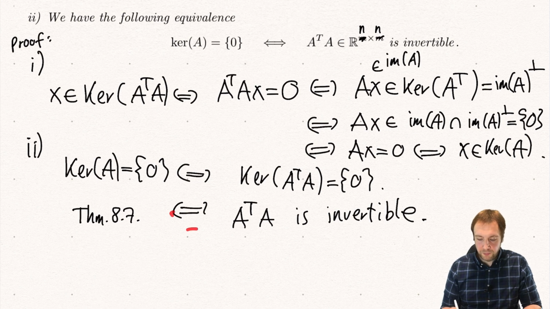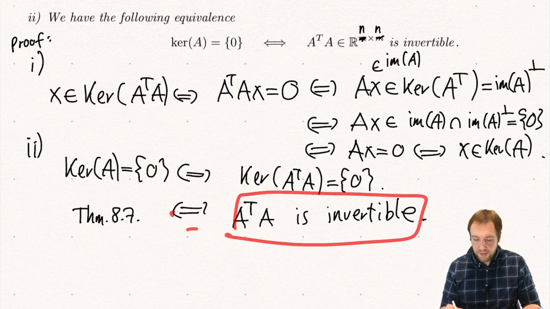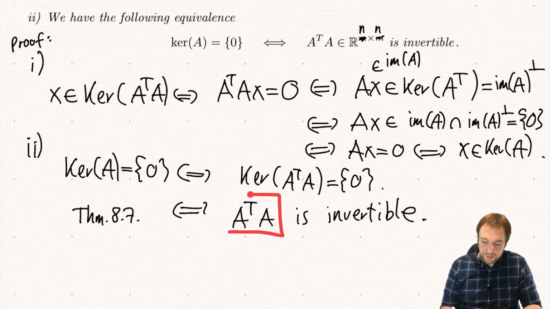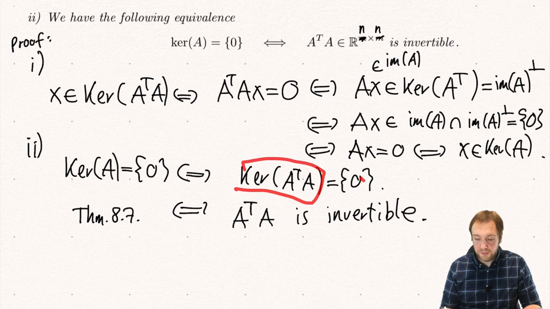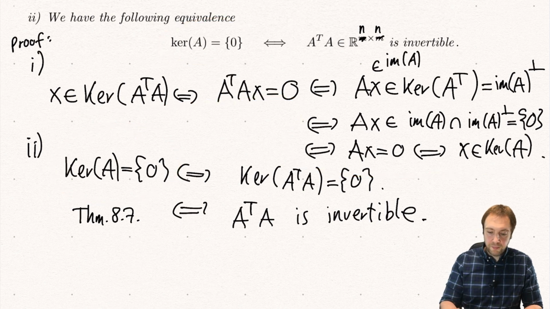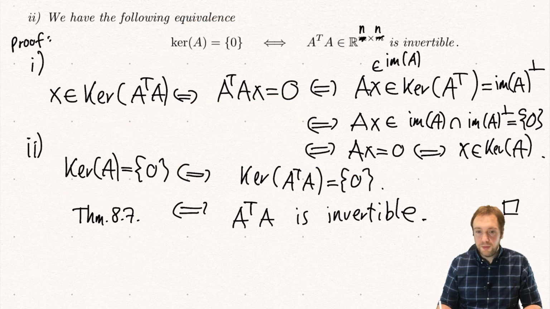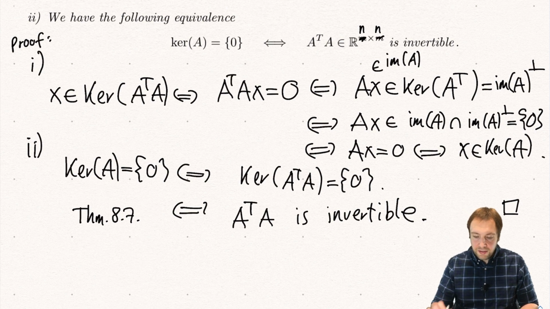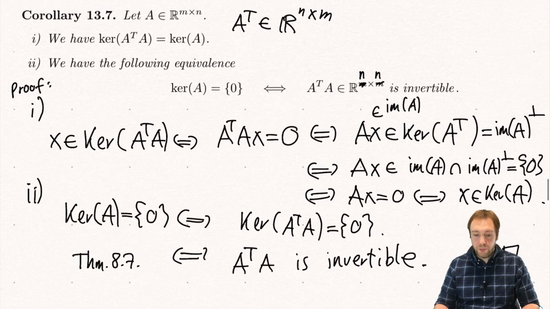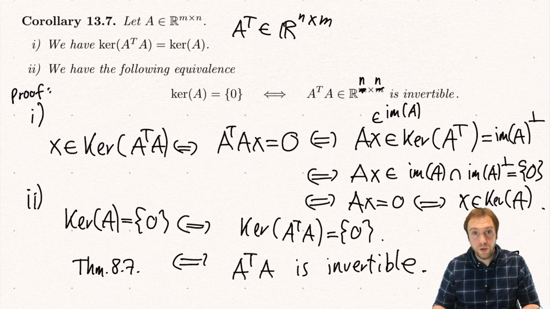And this also goes in both directions, because we learned that this direction is easy. If this is invertible, then of course also the kernel of this is 0, and then also this kernel here is 0, because by the first part. Okay, so this is this. And this now we want to use to solve the original problem in the motivation part.